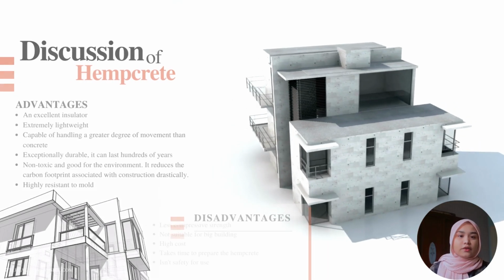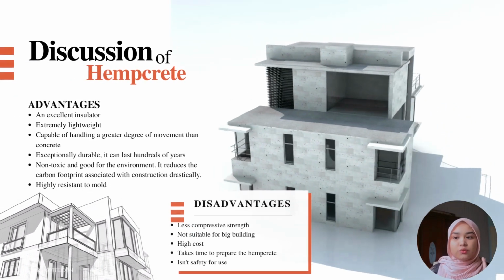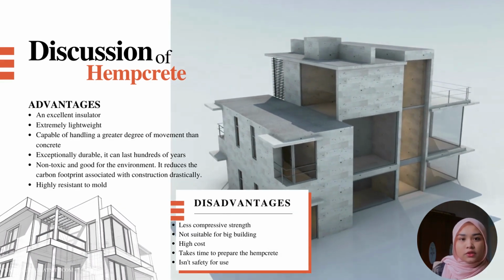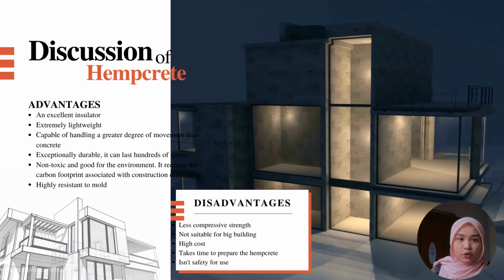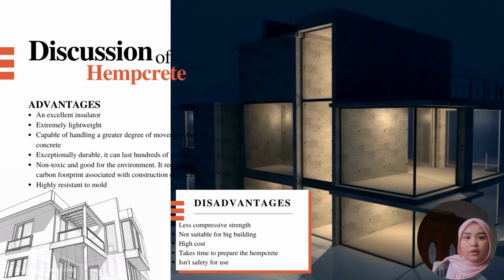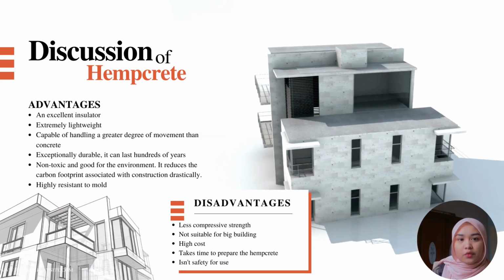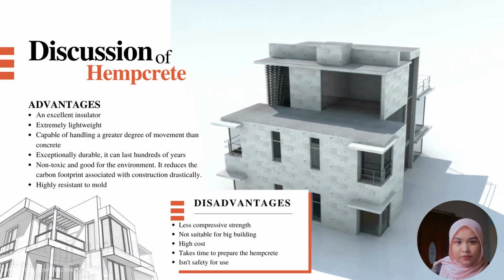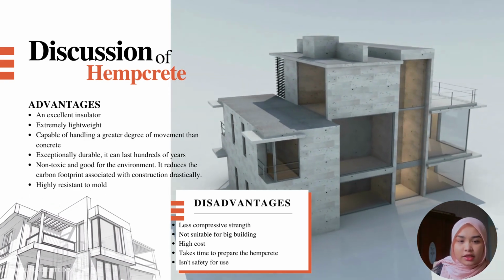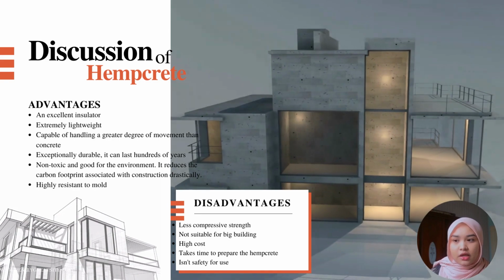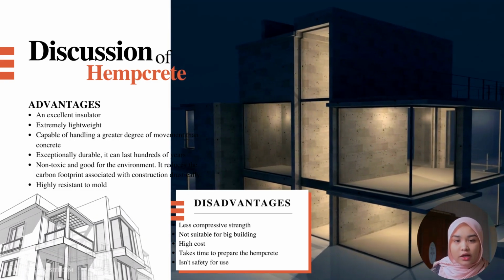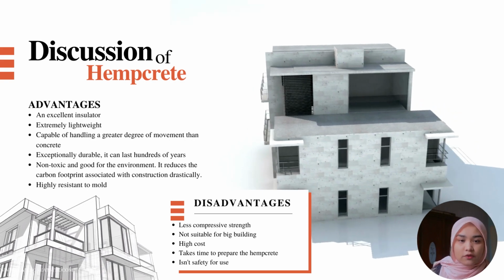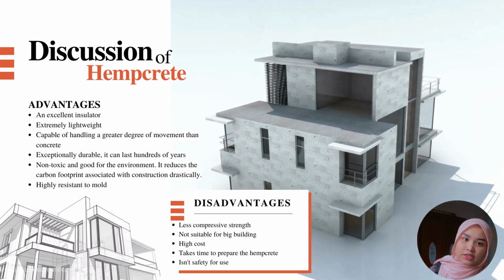Okay, for the discussion of hempcrete, we will provide the pros and cons. The advantages of hempcrete are that it is an excellent insulator, extremely lightweight, capable of handling a greater degree of movement than concrete, exceptionally durable, and it can last hundreds of years. It is non-toxic and good for the environment. It also drastically reduces the carbon footprint associated with construction and is highly resistant to mold.